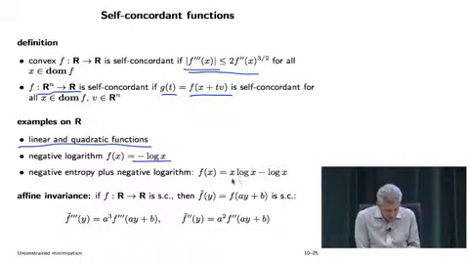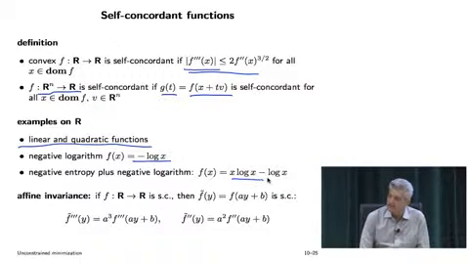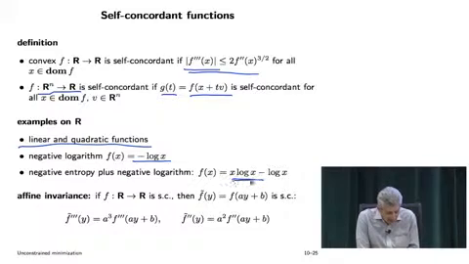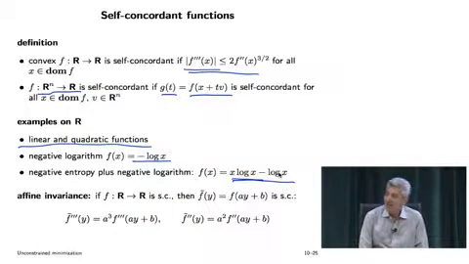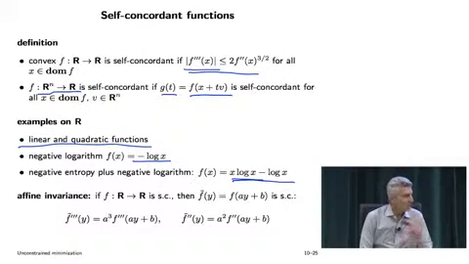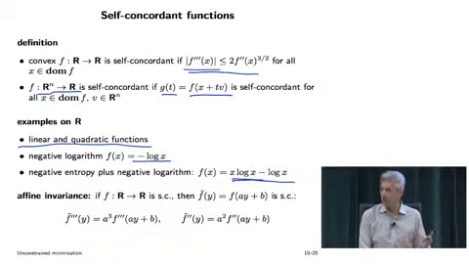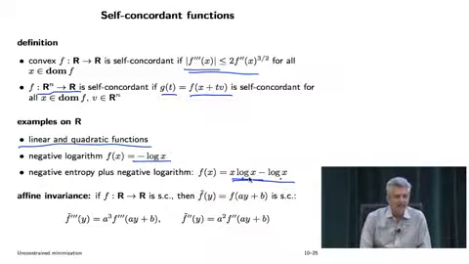Here's one. It turns out negative entropy, that's x log x, is not self-concordant. But x log x minus log x is. Okay, so that's self-concordant. And there's a reason for that, because self-concordant functions will actually automatically be barriers, right? So if they're not 0, they'll be barriers. You'll remember that x log x is not a barrier because it goes to 0 at x equals 0, which is the boundary of the domain.